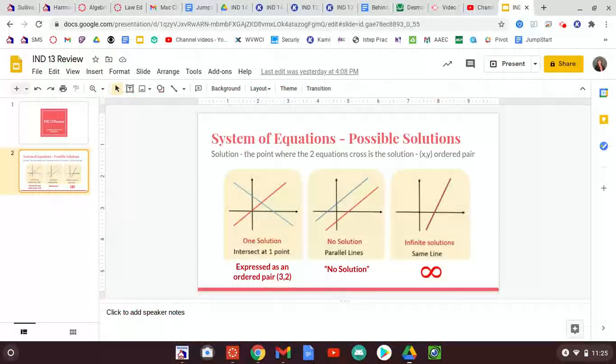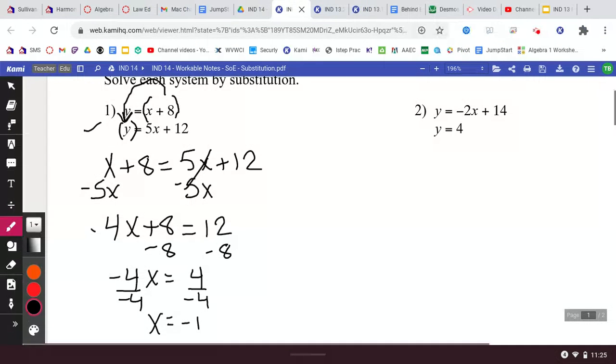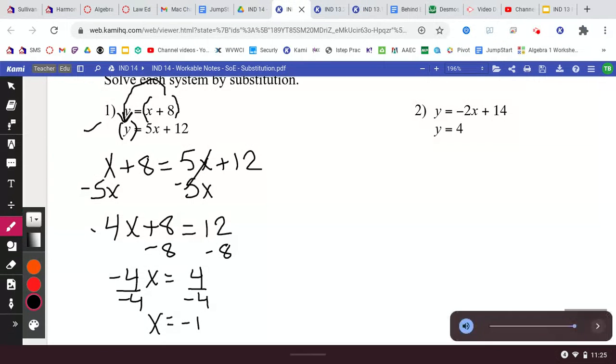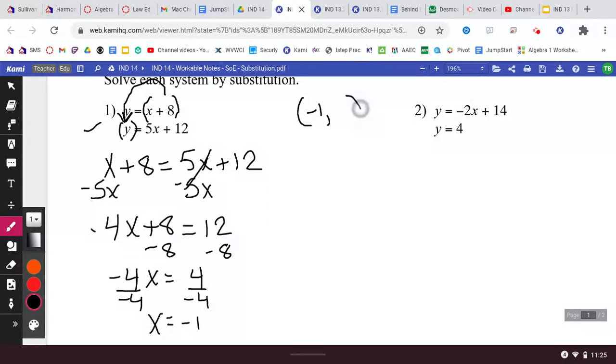So let's go back to our notes now. If we take our system here that we're working with, well, we already know that x equals -1. We just found that out. And our answer has to either be an ordered pair, no solution, or infinite. Well, we've already got the x value, so we know it's going to be an ordered pair. So for my x value, I'm going to put a -1. And I don't know the y yet, but I at least know half my answer.